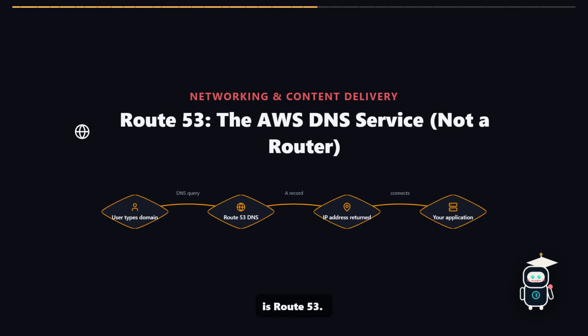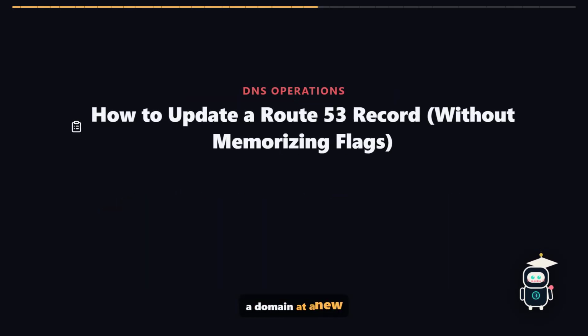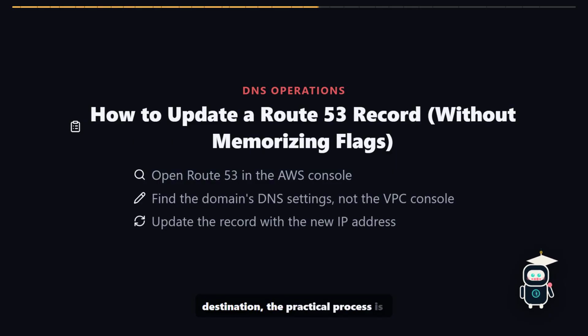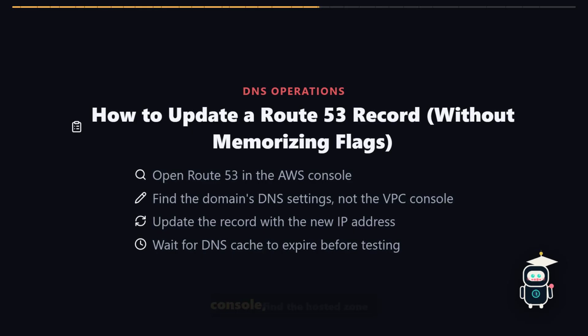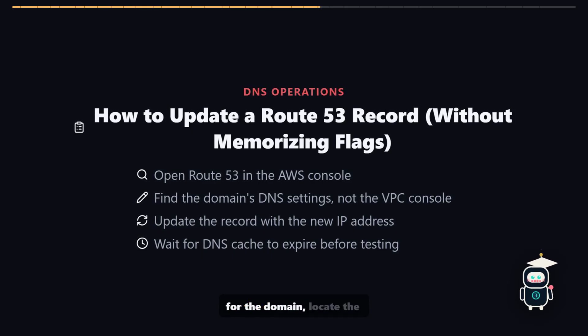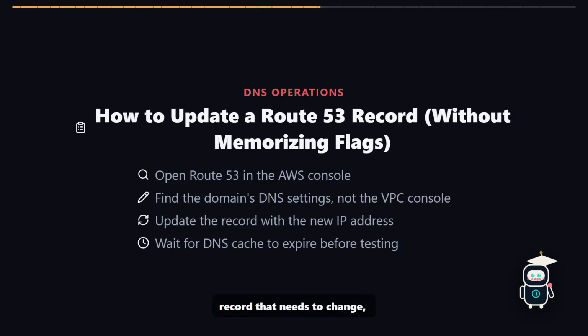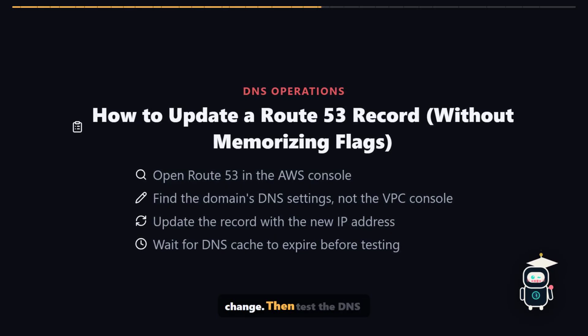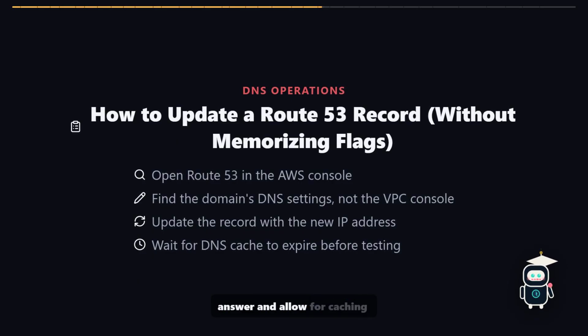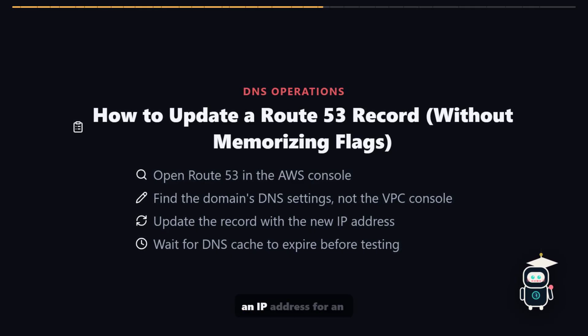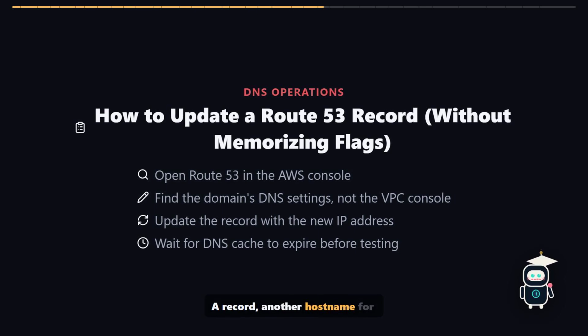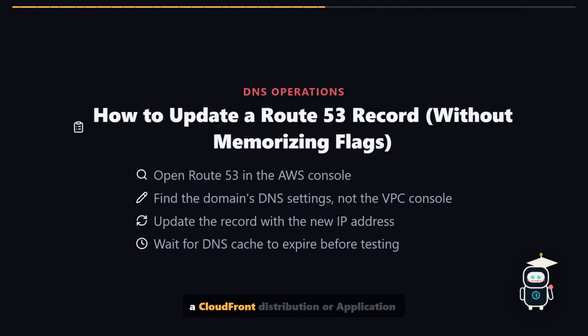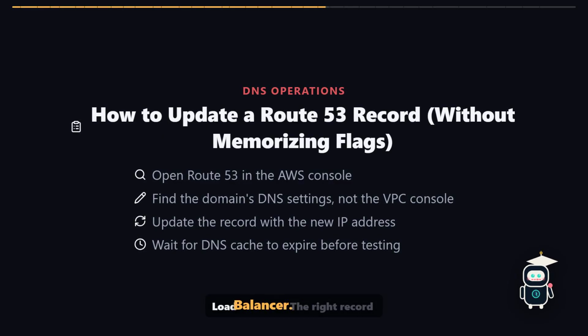When you need to point a domain at a new destination, the practical process is simple. Open the Route 53 console, find the hosted zone for the domain, locate the record that needs to change, update the record value or alias target, and save the change. Then test the DNS answer and allow for caching based on the record's time to live setting. The target might be an IP address for an A record, another host name for a CNAME record, or an AWS alias target, such as a CloudFront distribution or application load balancer.